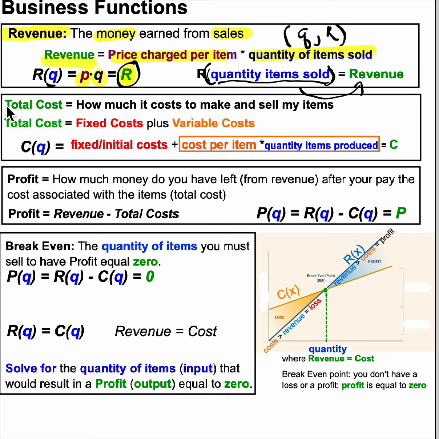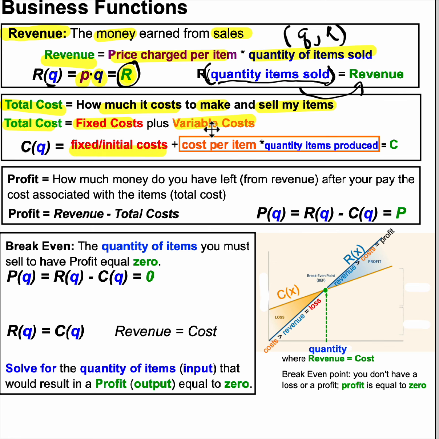The next important business function is total cost, and this represents how much it costs to make and sell my items. Once you get into higher level business courses, you'll see it's not quite so straightforward. But for our purposes, we're going to just take the most simple cases. So total cost is equal to fixed costs, if we have any, plus what I'm calling variable cost. And fixed costs are just what the word says. They're costs that don't change or vary based upon how many items I sell. Those are fixed costs, or initial costs is another way we refer to them.